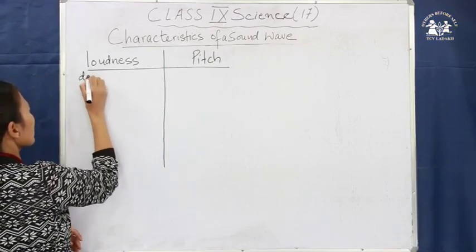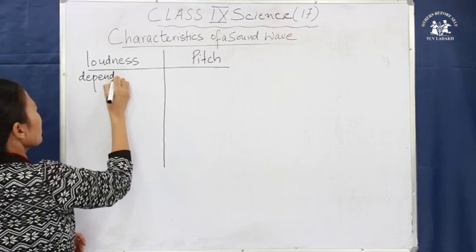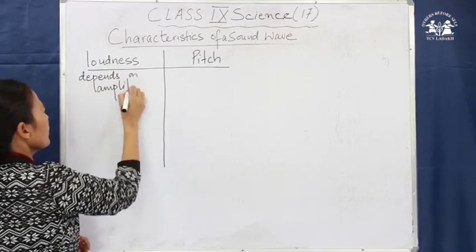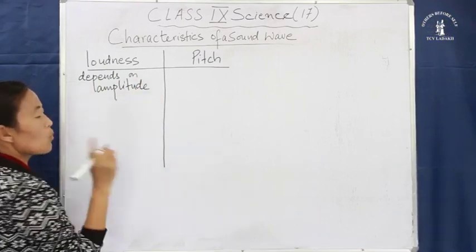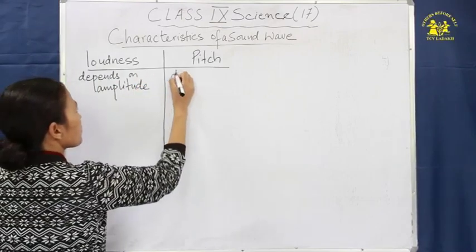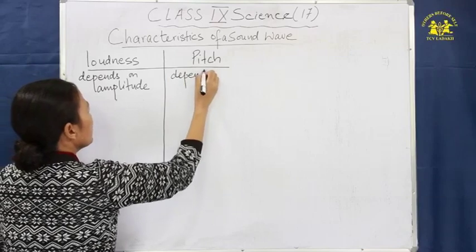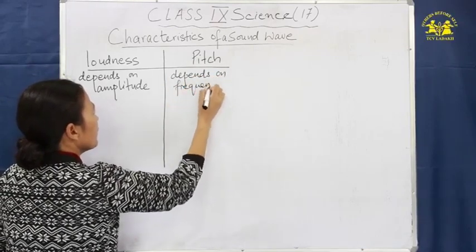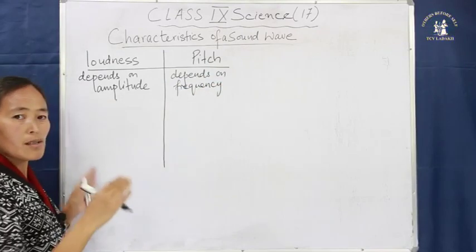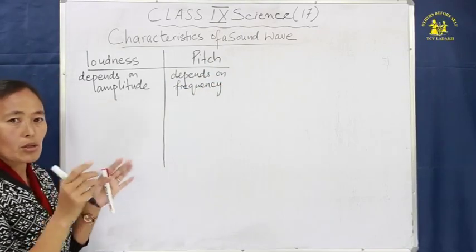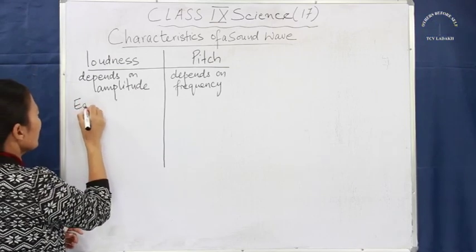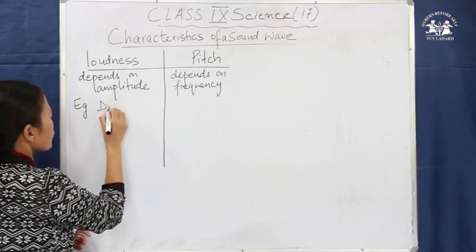Loudness depends on amplitude, while pitch depends on frequency. The number of the sound wave is the same as the example. For example, this is the pen session. For example, I have a drum.